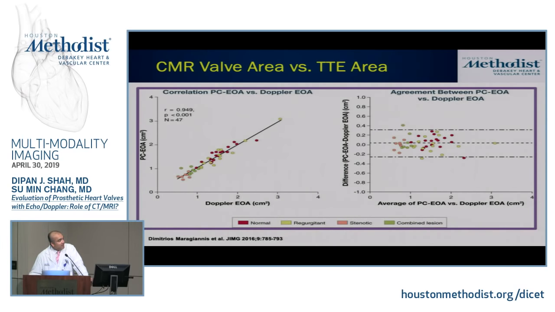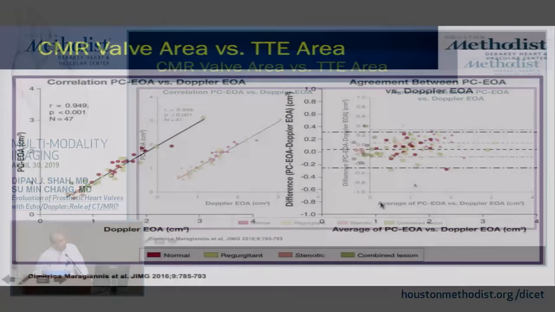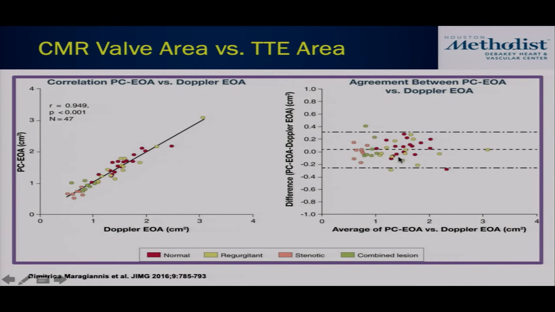And in this study, there was a fairly good relationship between the effective orifice area derived by phase contrast CMR versus the effective orifice area derived by Doppler echocardiography. And the Bland-Altman plots over here show that the 95% confidence intervals are within about 0.25 centimeters squared.